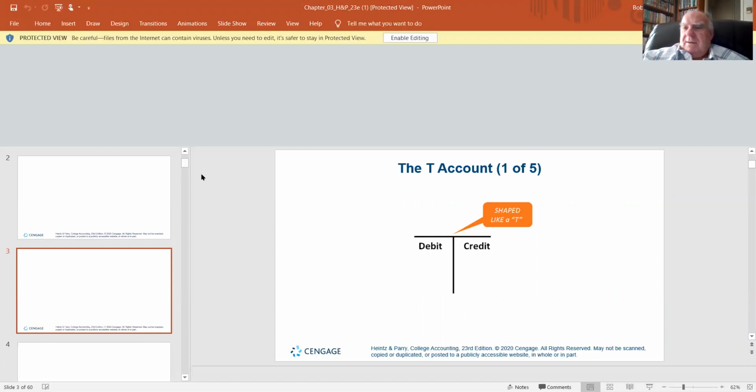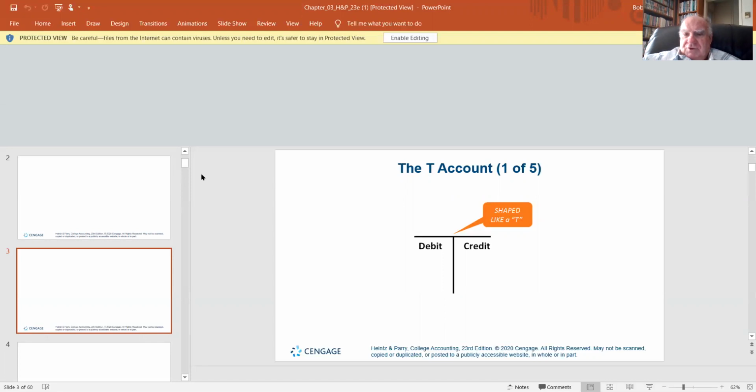A T account mimics the general ledger. A T account is the poor man's general ledger. The general ledger is the place where your financial data resides, the books of the company. It's where transactions end up being recorded. So a T account is simply a T-shaped item, and it has a debit side and a credit side.